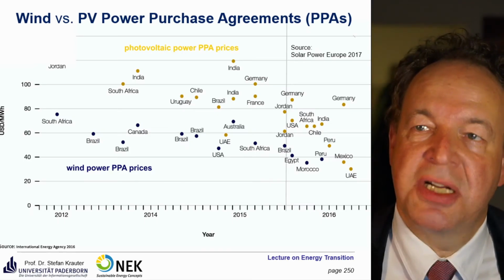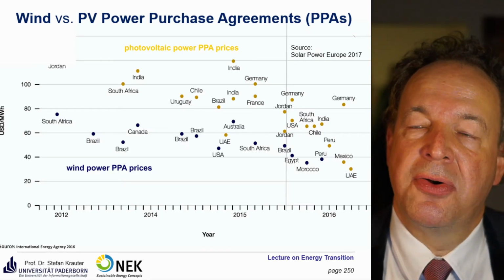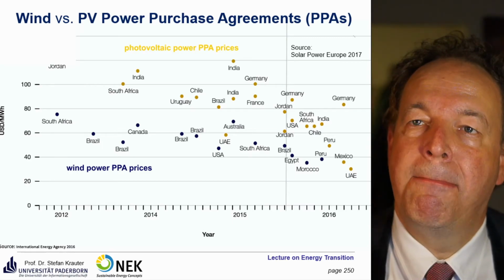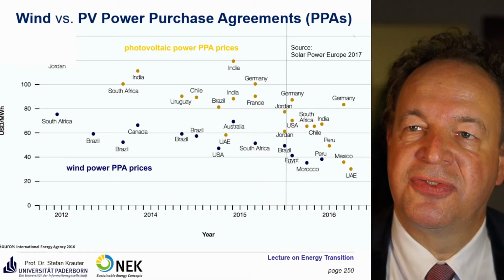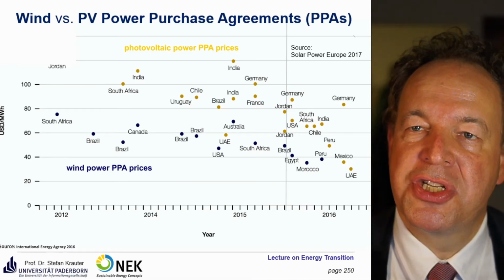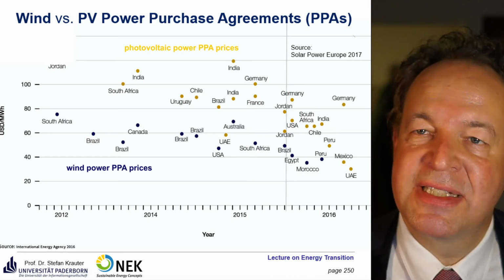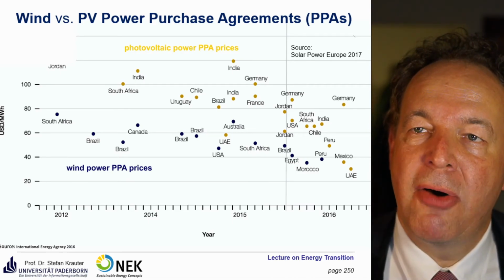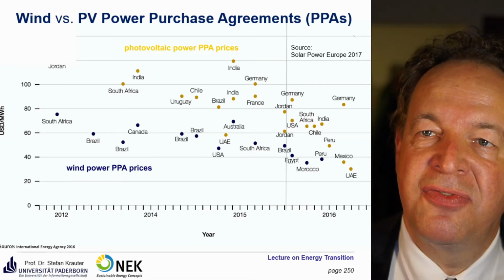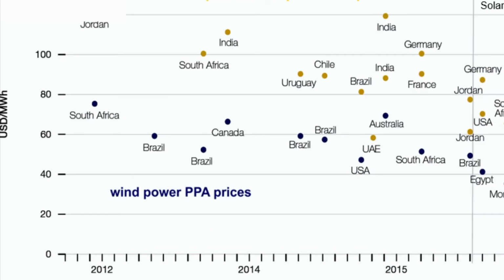These are large-scale power plants. These are negotiated in so-called PPAs, power purchase agreements, and this has been the development of the value of power purchase agreements. The blue dots are wind power plants, the yellow dots are photovoltaic power plants. If you go back to the year 2012, the cheapest was in South Africa with a little bit less than 8 cents per kilowatt hour. Photovoltaic was quite high, above 10 cents per kilowatt hour.